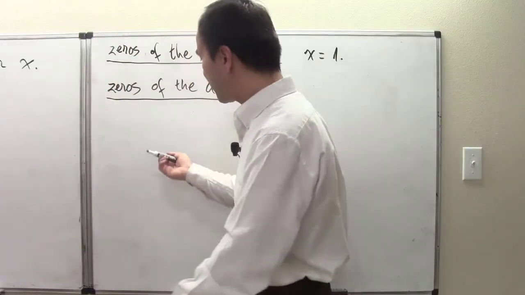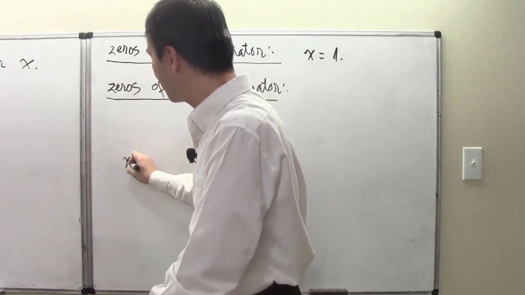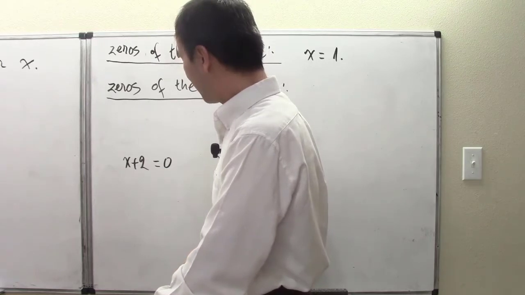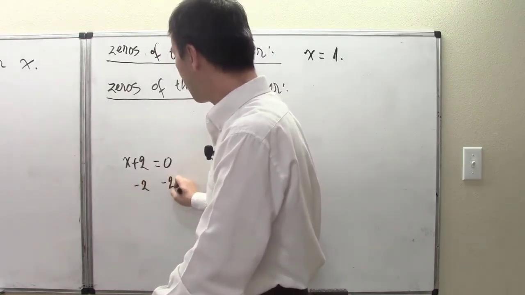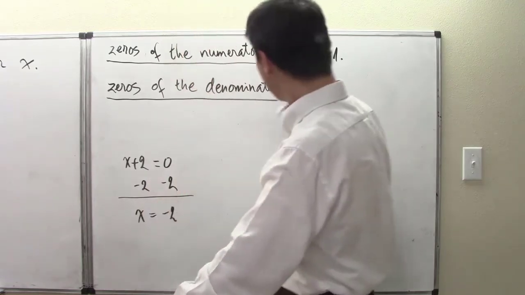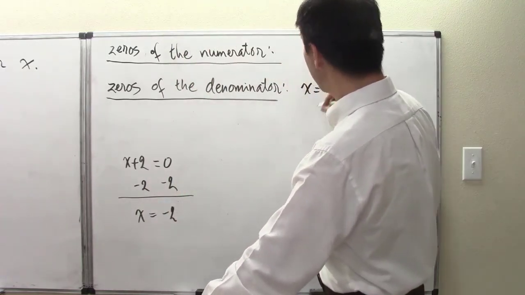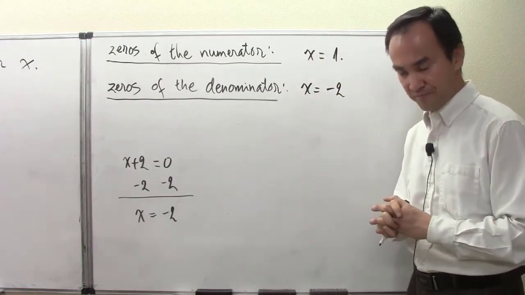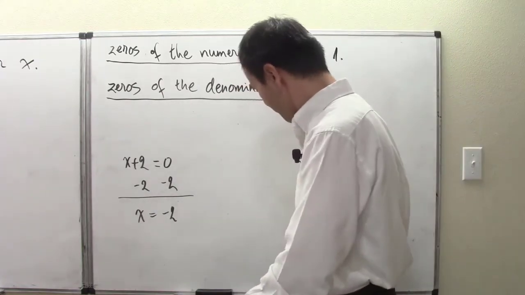So one distinct linear factor I saw earlier was x plus 2. We're going to set that equal to 0 to solve for x. Subtracting 2 from both sides, I have x equals negative 2. So I found one zero of the denominator, x equals negative 2. That's the zero in the denominator.